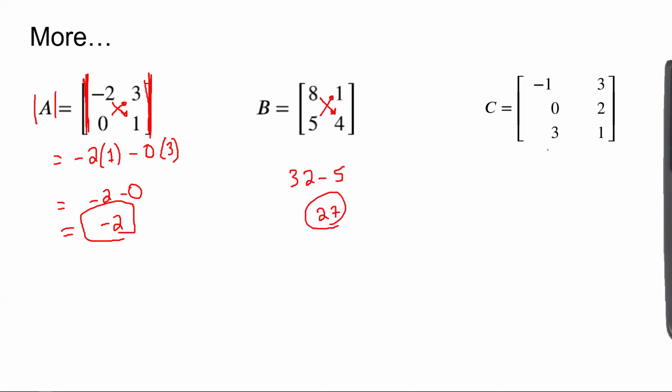I look at the third example here, and I go, uh-oh, this one's got one, two, three rows, but only two columns. That is not a square matrix. I cannot take the determinant of a matrix that's not a square. So I would just leave that one alone right there. Doesn't even make sense to talk about.